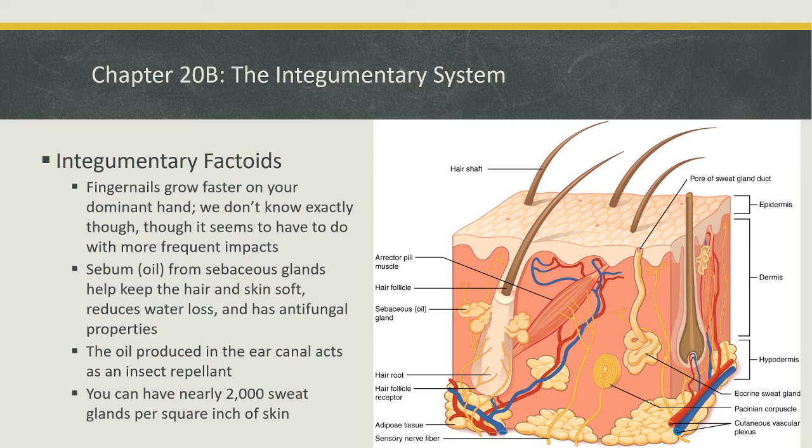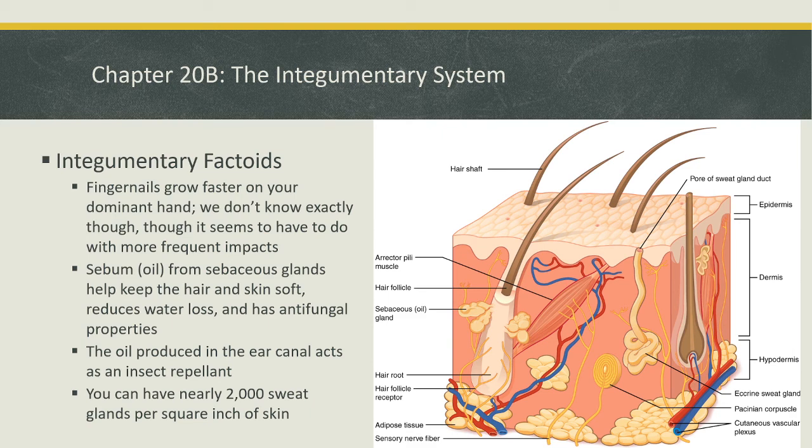and skin soft. So you're constantly secreting a little bit of oil, and it helps keep your hair and skin from drying out or getting brittle. It also helps reduce water loss, and it has antifungal properties. It helps keep different types of mold and fungi from growing on your skin. So yeah, that's a cool thing.